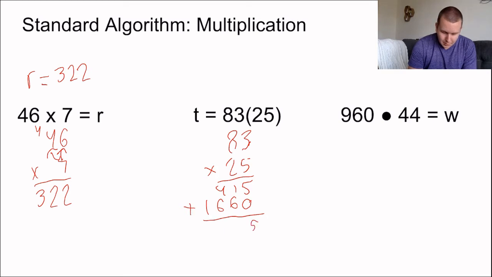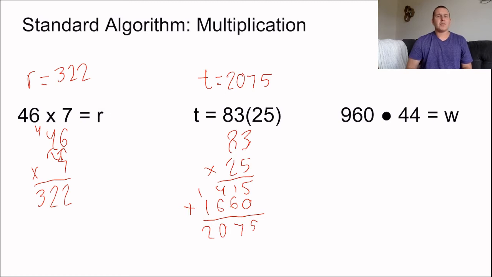We're going to add these two numbers together. 5, 7, 10, carry the 1, 2. So T equals 2,075. Pretty easy, right? Once you get a hang of it and once you start practicing this a lot, this is going to become a lot easier for us, okay?